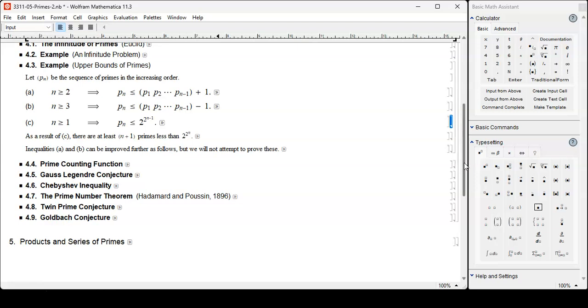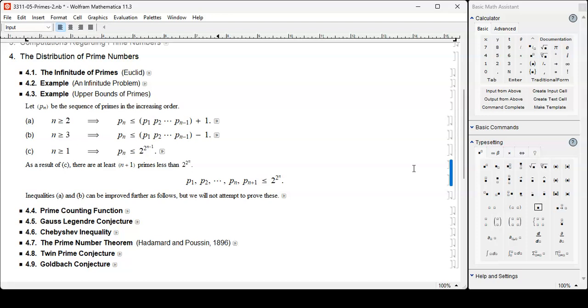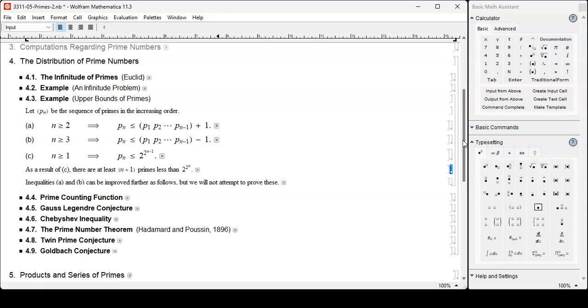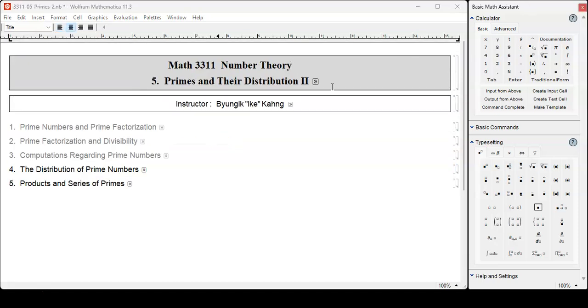By the way, as a result, there are at least n plus 1 primes less than 2 to the 2 to the n power. Apply this one to each of those. We have n plus 1 primes that are less than all these. We may use it later, maybe not. It depends. Okay, so much for another example on the distribution of primes.